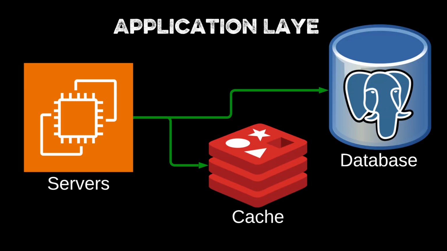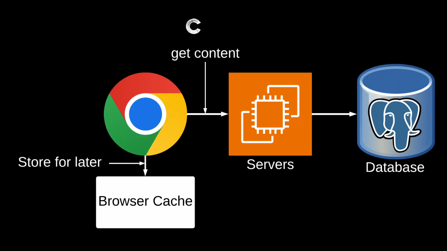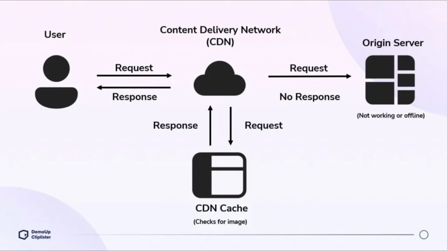But caching isn't just one thing. We might cache in the application layer with something like Redis or Memcache. We could also cache on the client side in the user's browser so the same data doesn't have to reload over and over again. Or we could cache at the CDN edge. This is what makes platforms like YouTube or Netflix so fast worldwide.